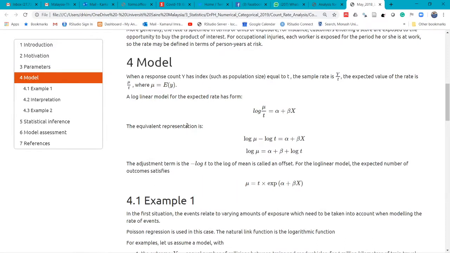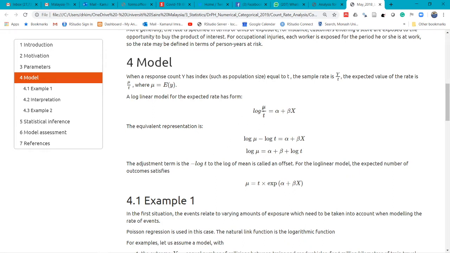So when the response count y has an index, for example population size equal to t, then the sample rate is y over t. And the expected value of the rate is mu over t, where mu is the expected value of y. A log linear model for the expected rate has this form: log of mu over t, the average count over time, equals alpha plus beta x.